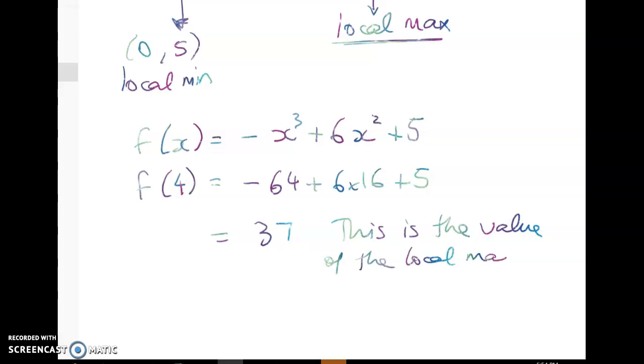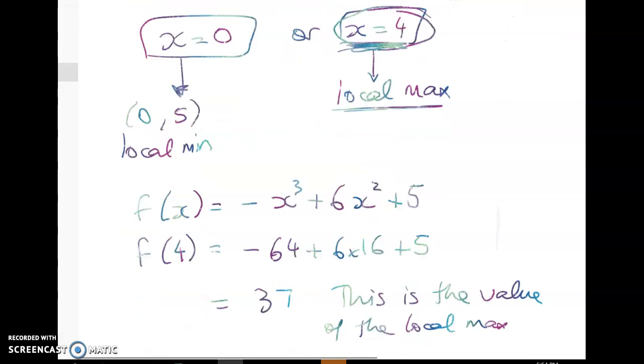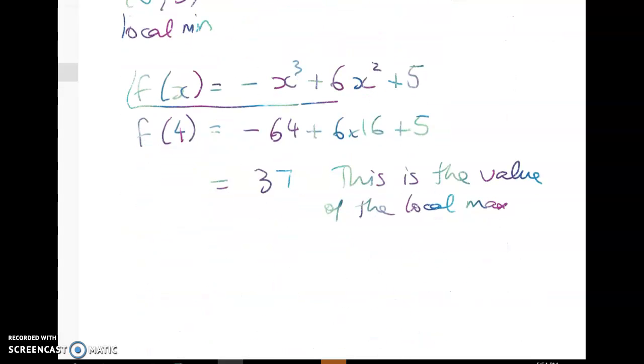The last thing I want to talk about is how we can justify that this is a maximum. The work we've done this year on level 2 graphing really helps us here. So let's have a look at our function. Well, it's a cubic, and it's a negative cubic.